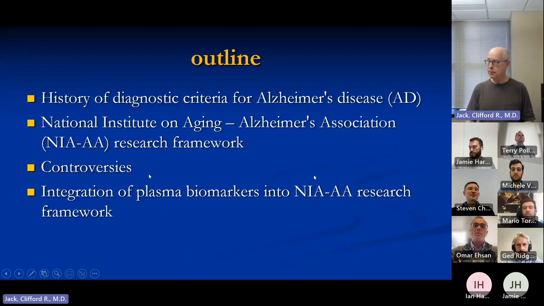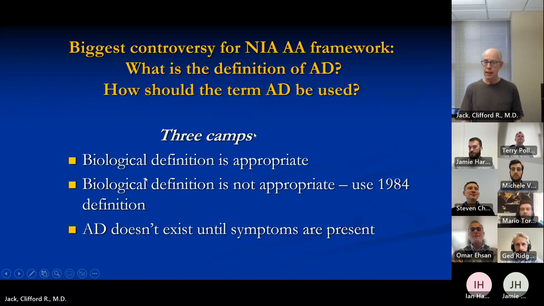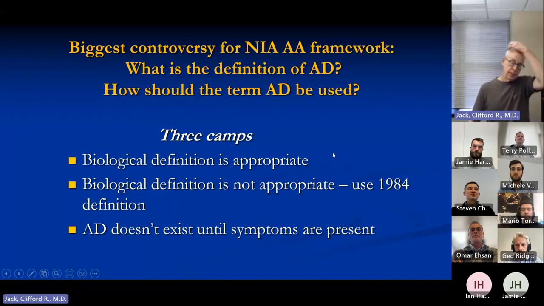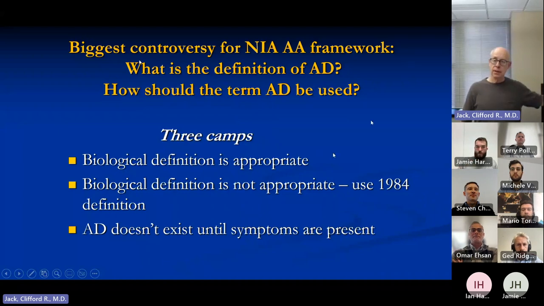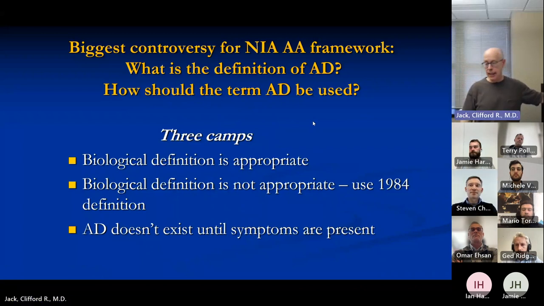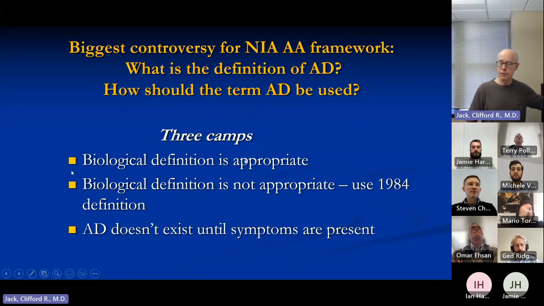So controversies, what were some of the controversies? There were a number of controversies, but the biggest one was around this, and that is, what is the definition of Alzheimer's disease? How should the term be used? There were really three camps that emerged after the publication of the 2018 research framework. Many people in the field felt, yes, the biological definition is appropriate, it's about time. But there were a number of people who were very vocal opponents to this.